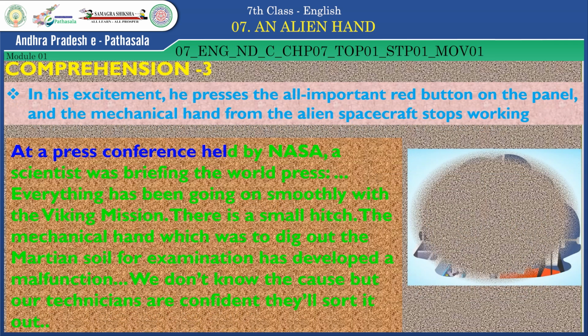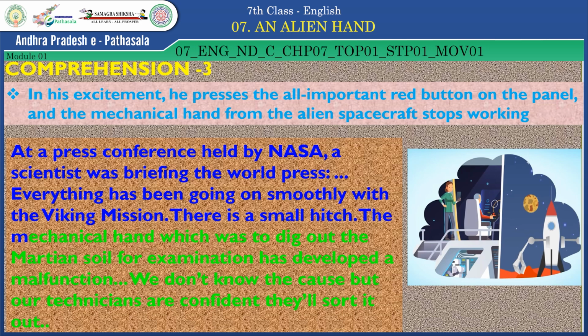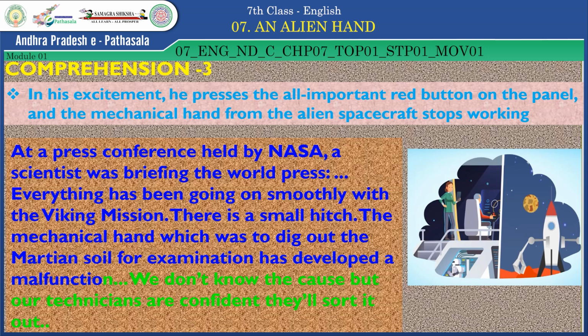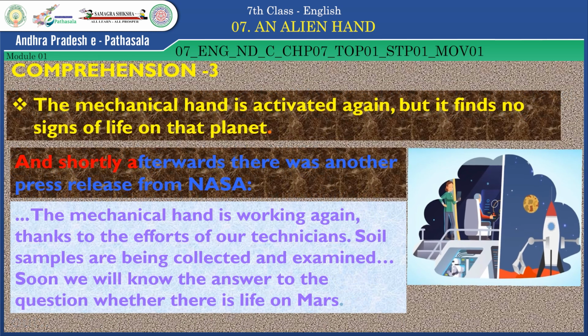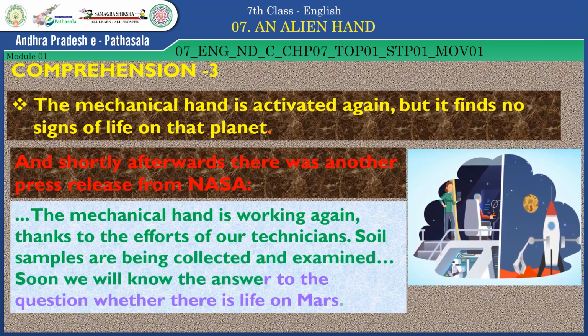At a press conference held by NASA, a scientist was briefing the world press. "Everything has been going on smoothly with the Viking mission. There is a small hitch. The mechanical hand which was to dig out the Martian soil for examination has developed a malfunction. We don't know the cause, but our technicians are confident they will sort it out." And shortly afterwards, there was another press release from NASA. "The mechanical hand is working again. Thanks to the efforts of our technicians, soil samples are being collected and examined. Soon we will know the answer to the question whether there is life on Mars."